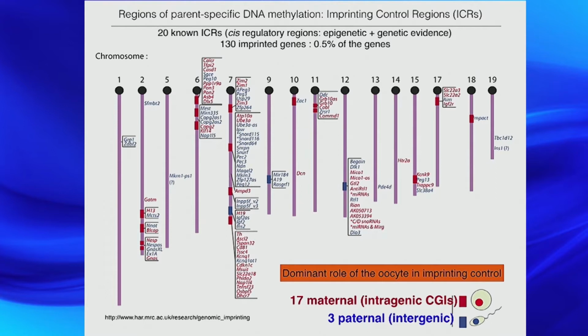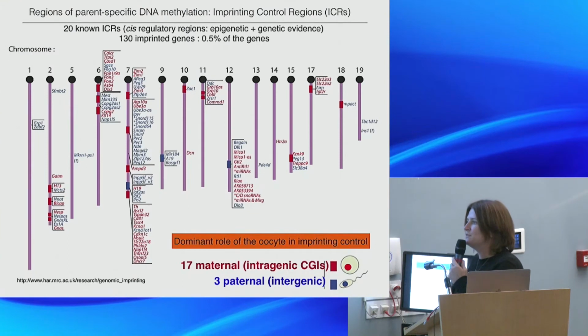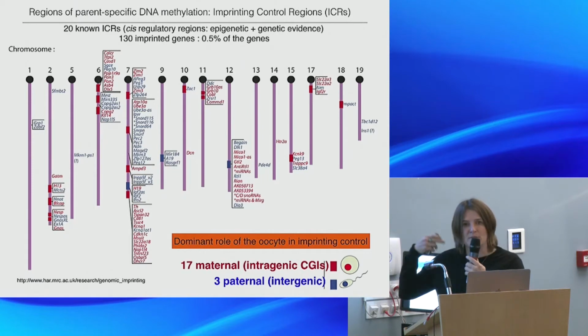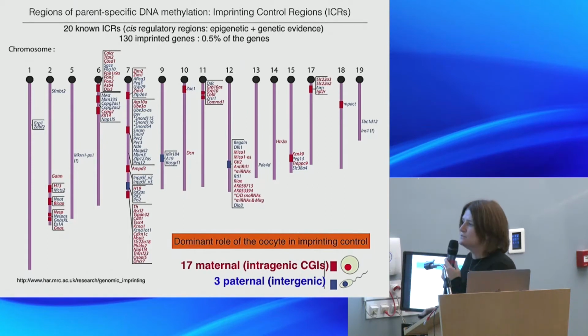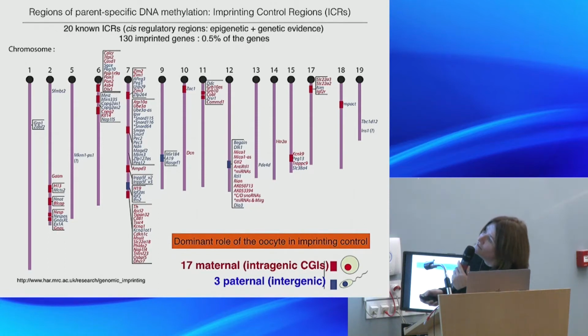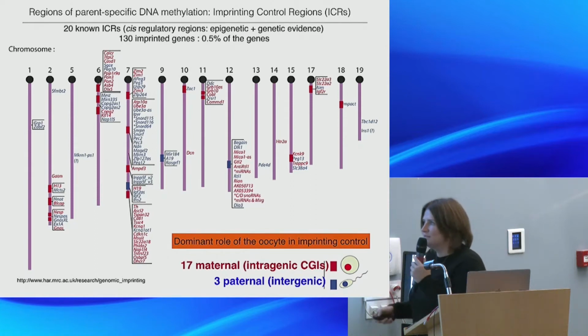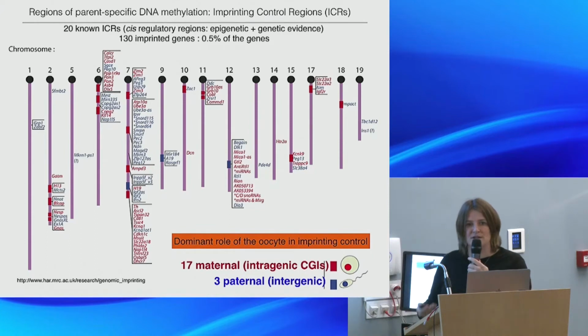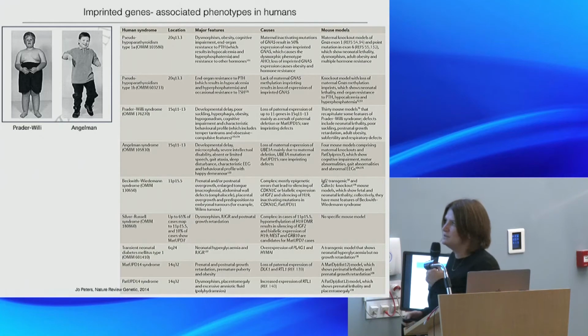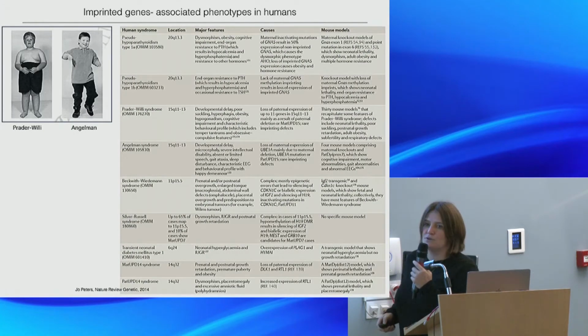So one interesting thing is that we cannot really see the colors, but in red are the ones that are inherited as methylated from the oocyte. There are 17 known maternal ICRs. So they are all intragenic. Remember, that's what the oocyte likes to methylate as sequences. And there are 3 known paternal ICRs, and they are all intergenic. And this is the DLK1-GTL2 locus, the H19 locus, and the RASGRF1 locus. But you can see that there is a clearly dominant role of the oocyte in controlling imprinted expression. So very few genes are subject to genomic imprinting, but they are involved in various diseases in humans.